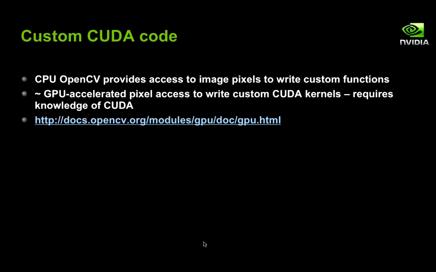And then lastly, what I wanted to mention is that the CPU version of OpenCV provides you access to the actual image data, or a pointer to all the image pixel data, which enables users to write their own custom code on the CPU if a certain function they're looking for is not available in OpenCV. Similarly, the GPU accelerated version of OpenCV also provides the user access to the GPU memory or the pixel data such that they can write their own CUDA kernels.